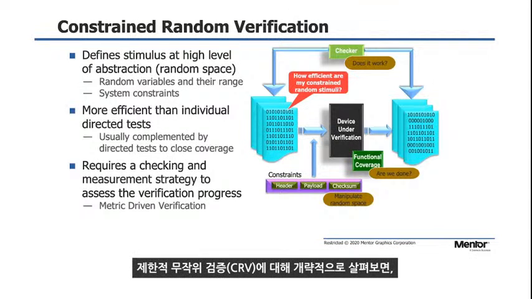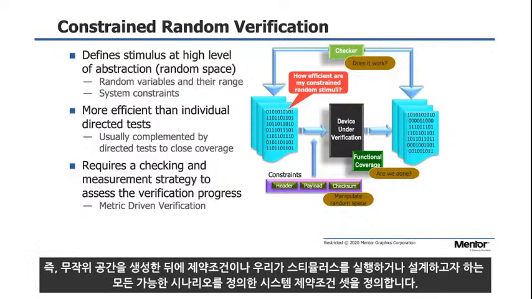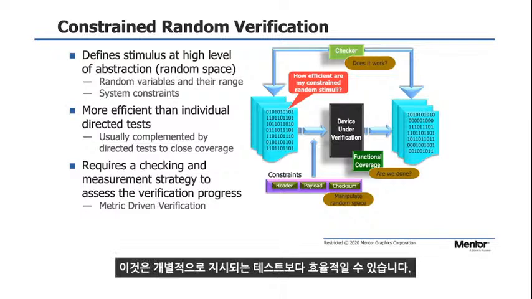If we take a high-level view of constrained random verification, what we're doing is defining stimulus at a high level of abstraction. We're creating a random space, and then we're defining constraints or a set of system constraints that define all the possible scenarios that we want to stimulate our design. And this can be more efficient than individual directed tests.